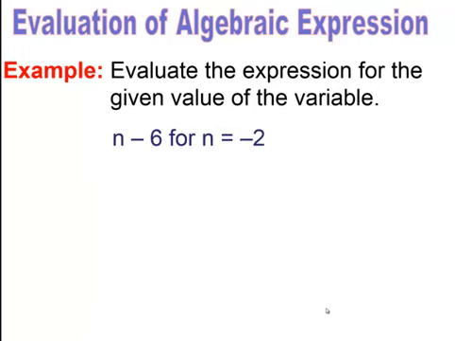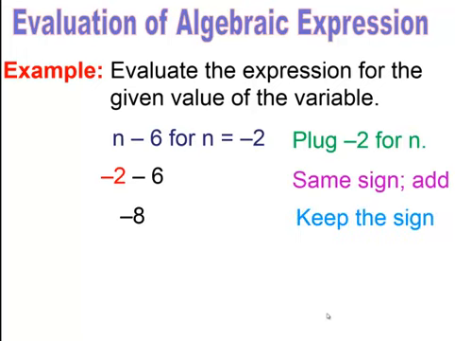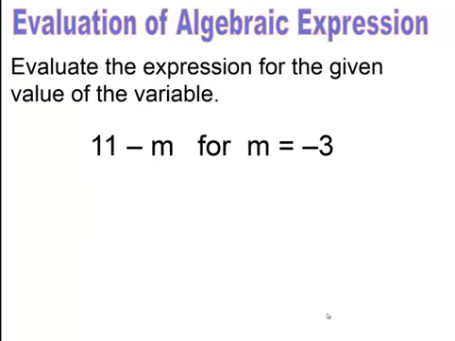I want to show you this next example where I'm going to evaluate the expression where n equals a negative 2 when my expression is n minus 6. So I'm going to take a negative 2 and I'm going to plug it into n. And because n is the leading term, I'm just going to substitute it in without parentheses. But you should see here I have same sign, which means I'm going to add and I'm going to keep the sign. So I end up with a negative 8. Pause and try.